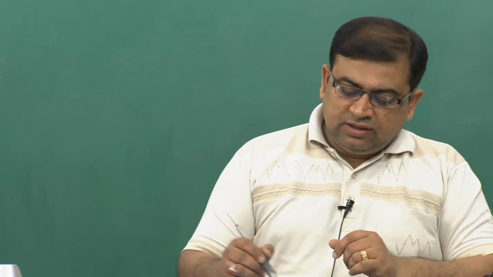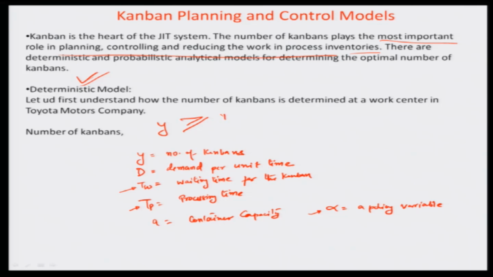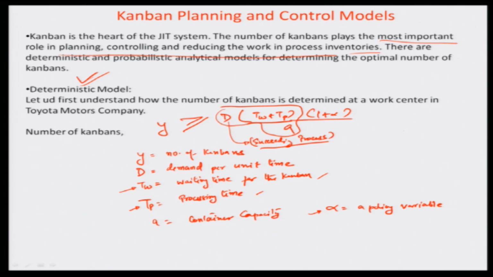You will have to study very carefully your process and see what works out for you in terms of alpha. Therefore, y can be estimated as greater than or equal to d, the demand per unit time, times the waiting and Kanban processing time, times 1 plus alpha, which overstocks the situation, divided by A. This is the number of containers which are accommodating all the waiting as well as the processing time for a certain demand, and the demand is dictated by the succeeding process.